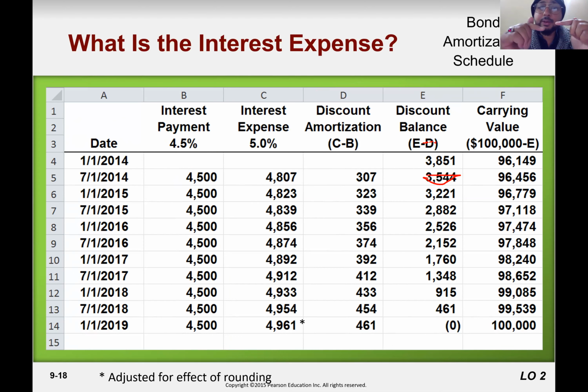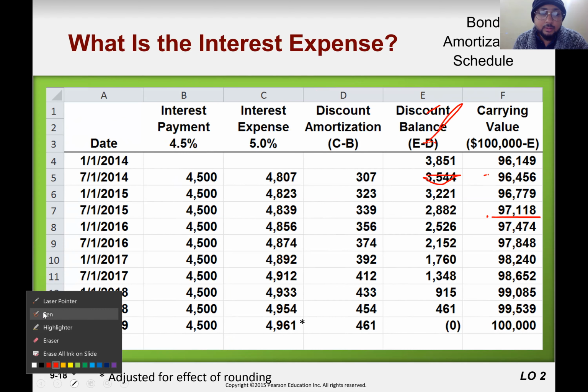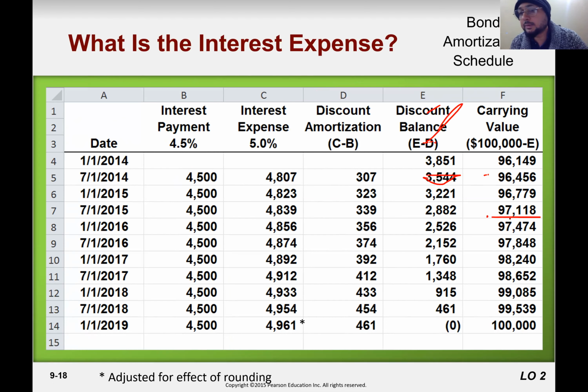So the difference between interest payment and interest expense is going to be subtracted from the discount balance and added to the bond value. Right? So you see where this 97,118 is coming from.